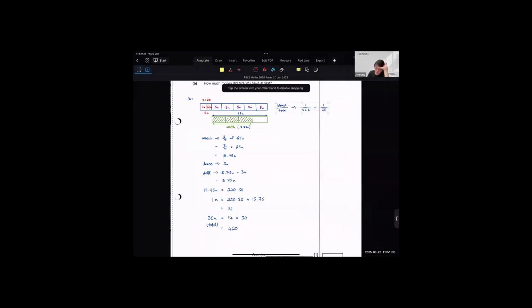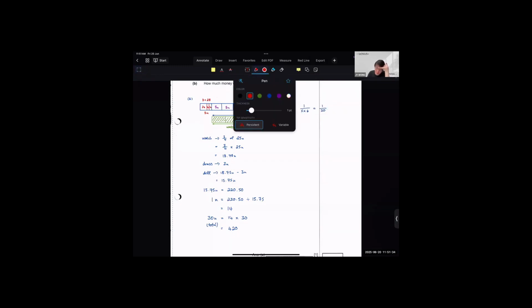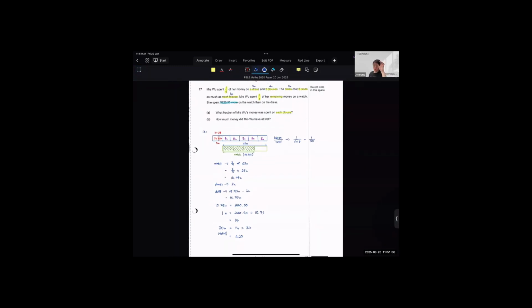Okay. Any questions so far for paper 2? I thought the paper 2 is quite a reasonable paper. Maybe question 16 a little bit more complicated, but other than that, I think the rest of the questions are fine.